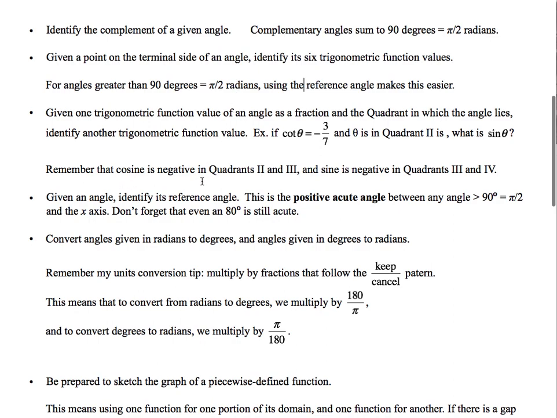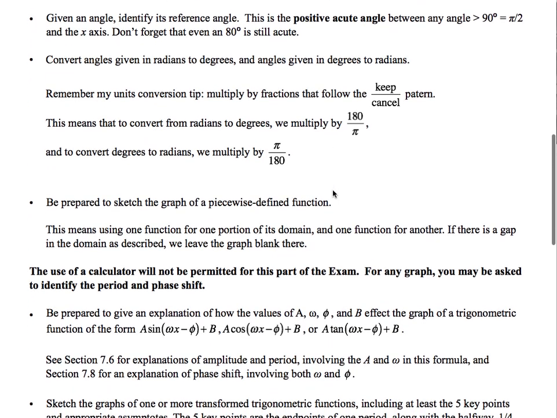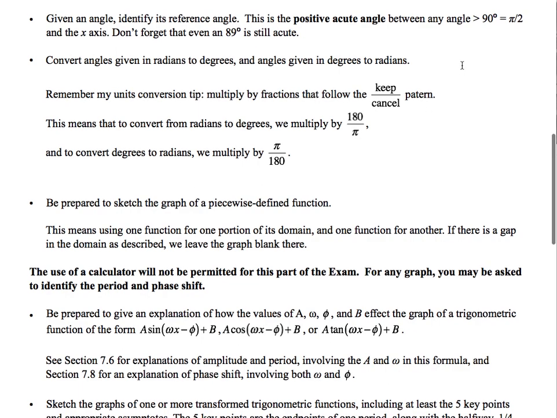And as it says here, remember cosine is negative in quadrants 2 and 3, and sine is negative in quadrants 3 and 4. Next, given an angle, we want to identify the reference angle. The reference angle is the positive acute angle between any angle that's greater than 90 degrees or pi over 2 and the x-axis. And don't forget that even an 89 degree angle is still acute.